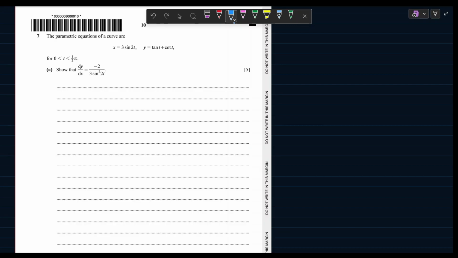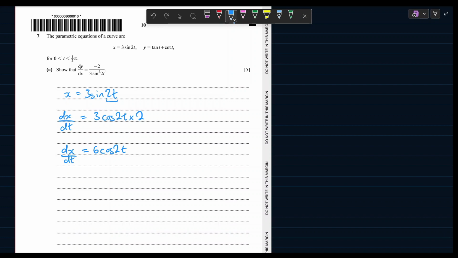Alright, so before we look at finding dy dx, let's start by just differentiating both of our parametric equations. So we've got x is equal to 3 sine 2t. Let's find dx dt. So dx dt is going to be equal to, we've got the 3. If you differentiate sine, you get cos. So this is going to be cos 2t. And remember, you also have to differentiate the inner function. You differentiate a 2t, you're going to get 2. So we have to multiply by 2. Okay, so this means dx dt is going to be equal to 6 cos 2t.